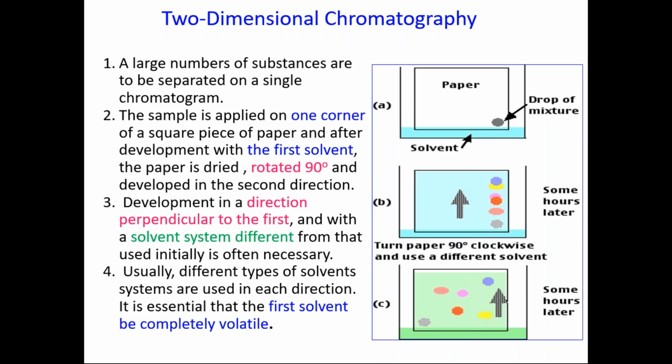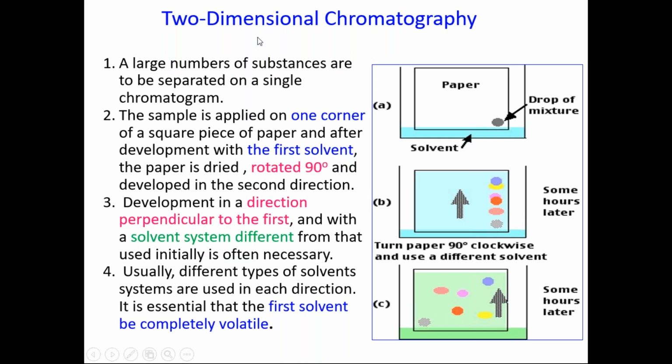Coming to two-dimensional chromatography, this is a special technique to use. It is used when the components of the mixture are very closely related to each other in structure and cannot be separated by either descending, ascending, or radial chromatography, and they need more than one solvent to be used for separation.